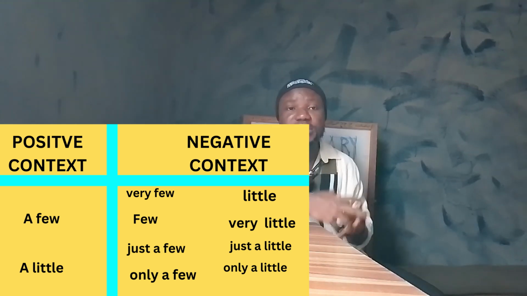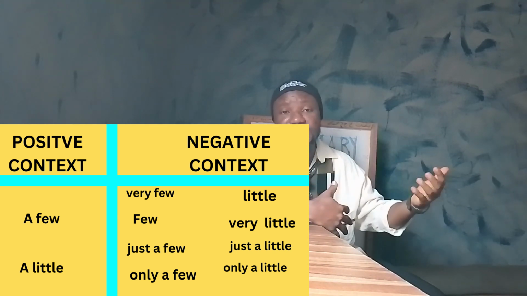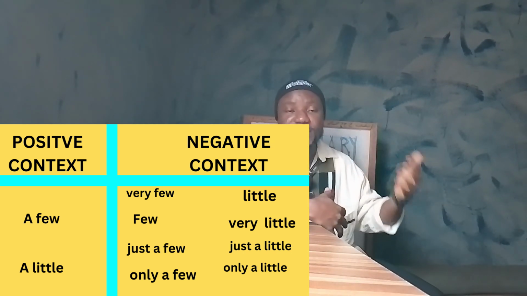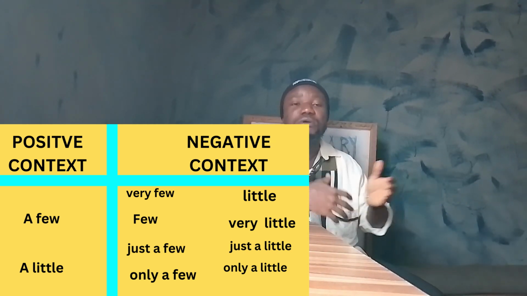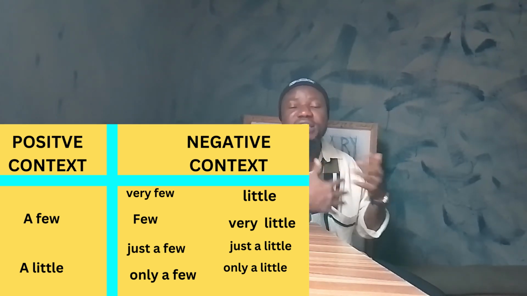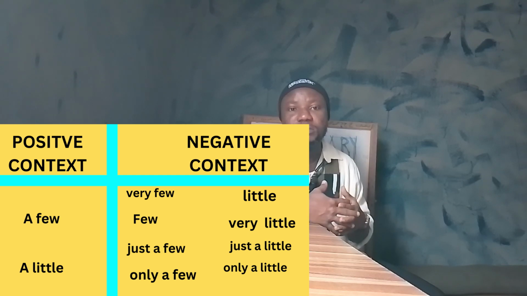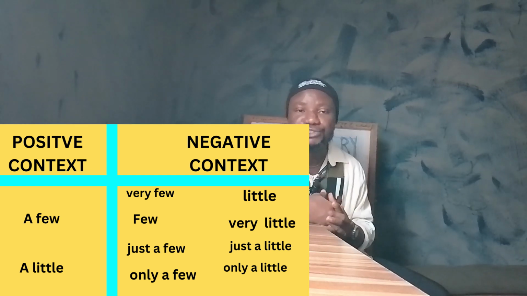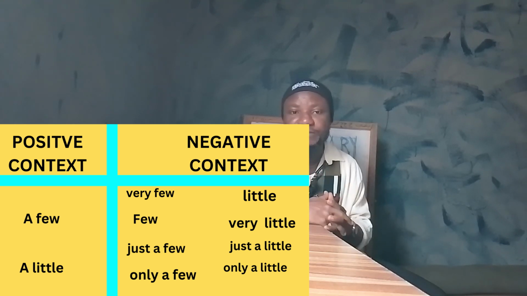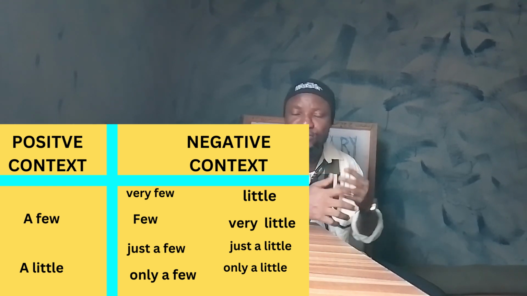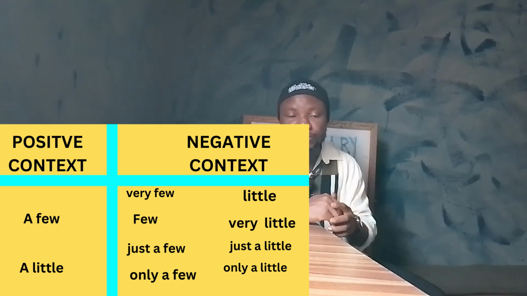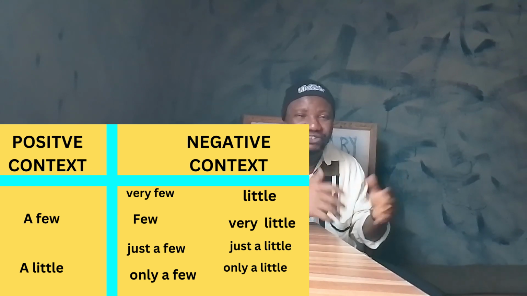So for example, if you can afford to help somebody in a particular situation or context, then you're expected to use a few or a little. So let's have an example. If you have countable things in the house and somebody walks up to you to borrow some of those things, let's say you have onions, or fruits, and of course you can count fruits: apple, cherry, pineapple, mango, whatever it is.